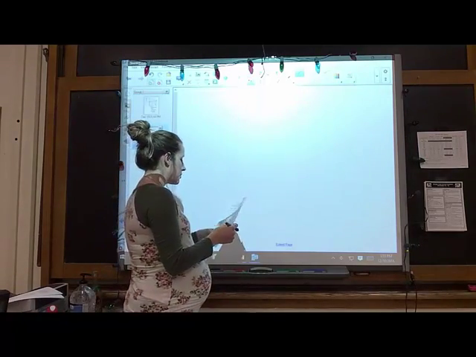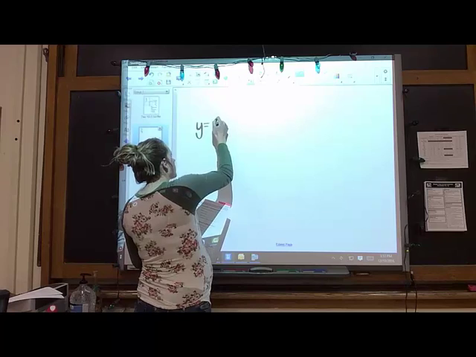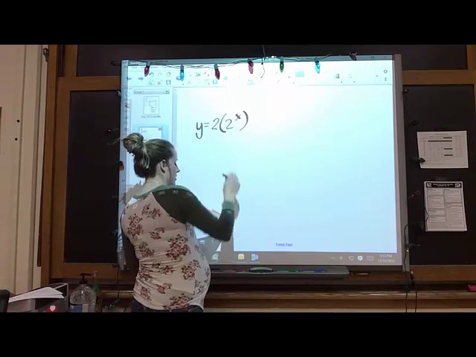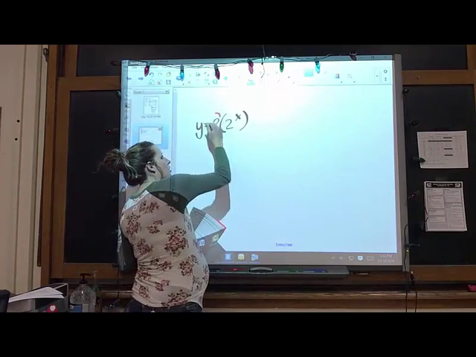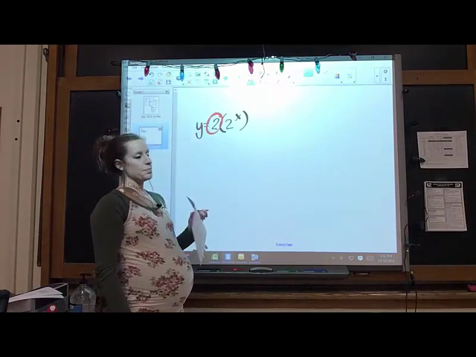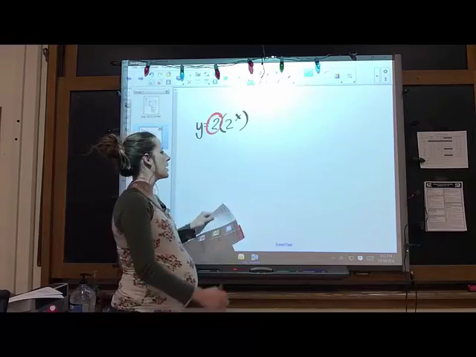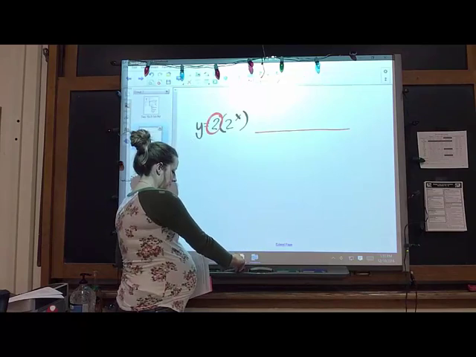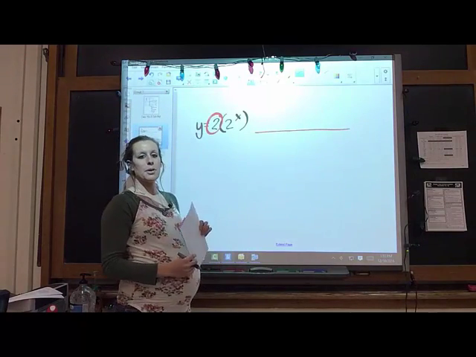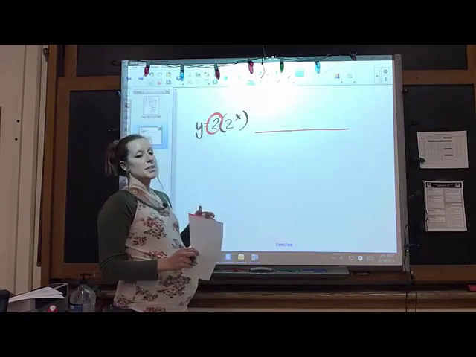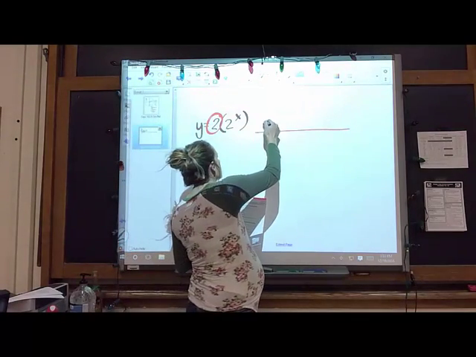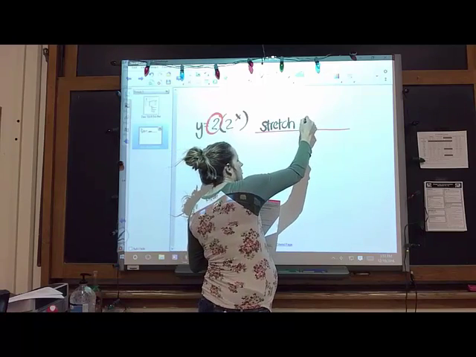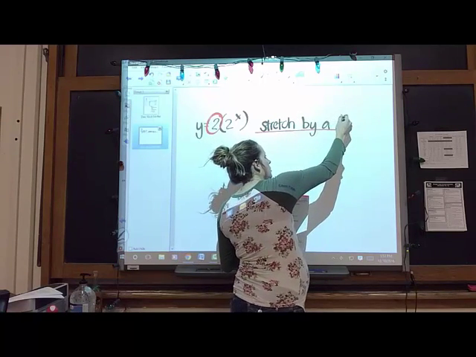So go to the next page. We have y equals 2 times 2 to the x power. We need to figure out what that 2 is going to make it do. If we multiply it by 2, what is it going to make it do? If you remember, that number in front is going to stretch it. So stretch by a factor of 2.